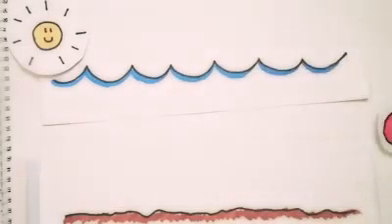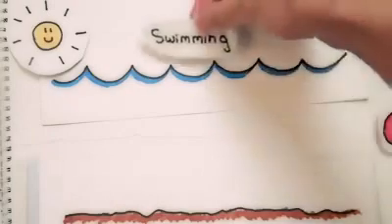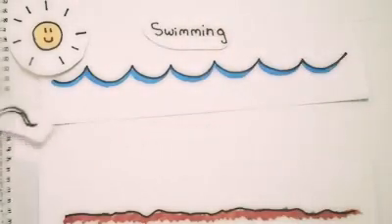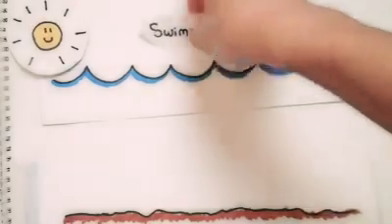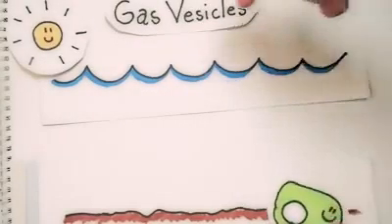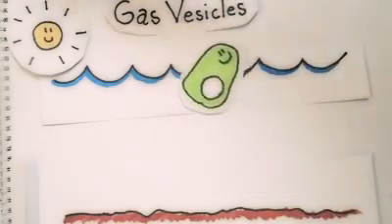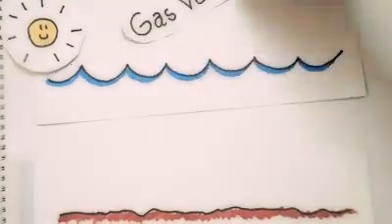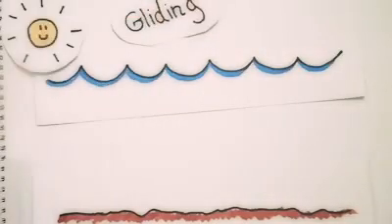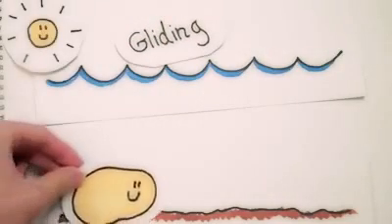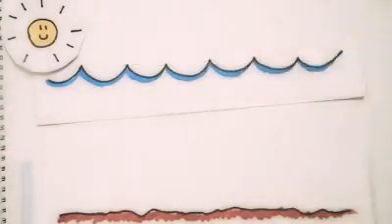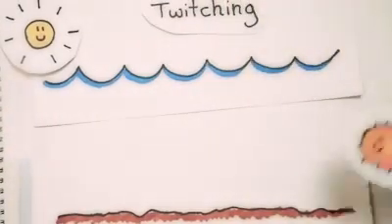Bacterial motility is classified into 4 subgroups: swimming via flagella, swimming via the inflation or deflation of gas vesicles, gliding along a surface, and twitching along a surface.